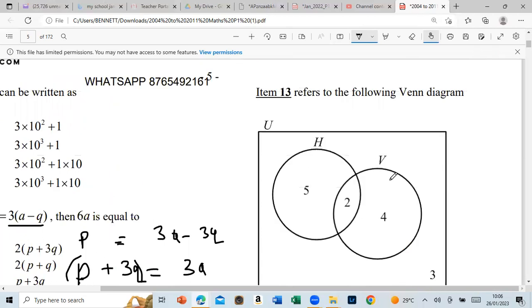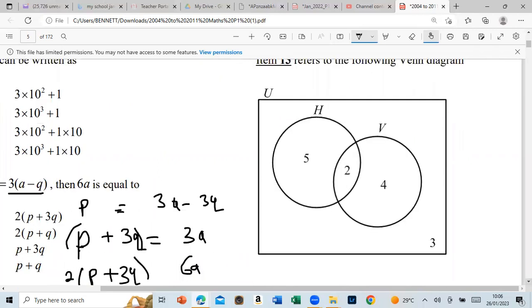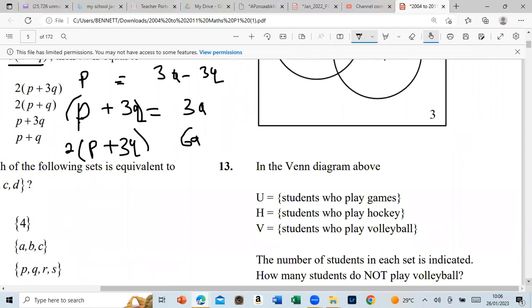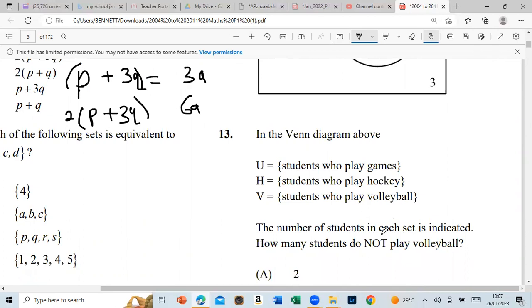Alright, so item 13, refer to the Venn diagram. So we have 5, 2, 4, 3. In the Venn diagram above, U is equal to the number of students who play games. H is the number of students who play hockey. D is the students who play volleyball. The number of students in each set is indicated. How many students do not play volleyball?